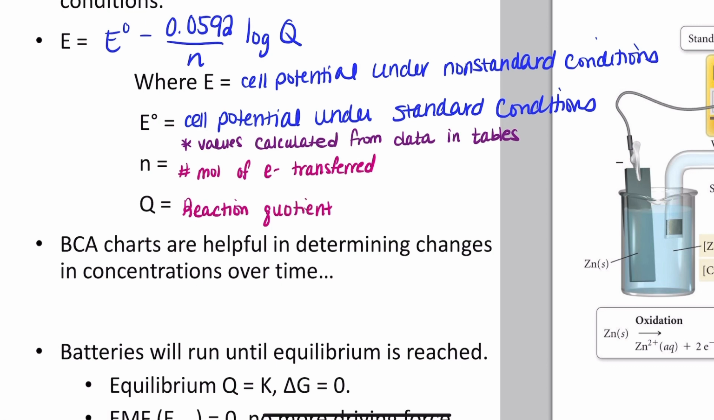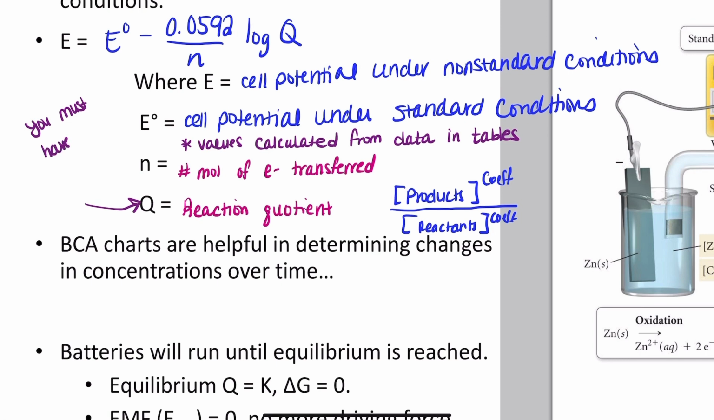Which again we find by taking the concentration of your products raised to their respective coefficients, divided by the concentration of reactants raised to their respective coefficients, and not including solids or liquids, only gases and aqueous phase, because solids and liquids are considered to be relatively constant in their concentration. But because of this, you must have a balanced equation, or this will not work.